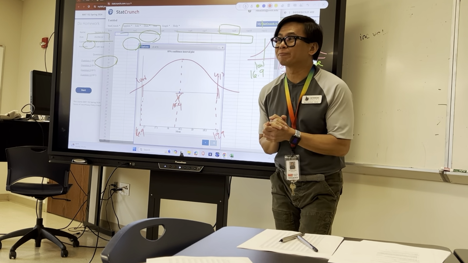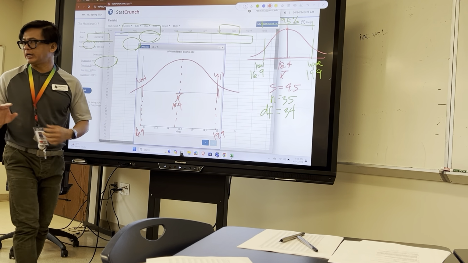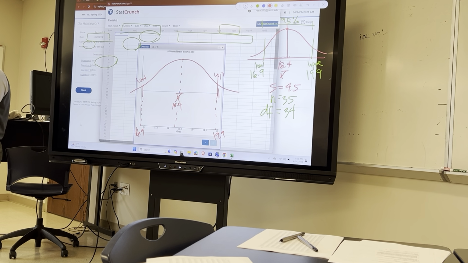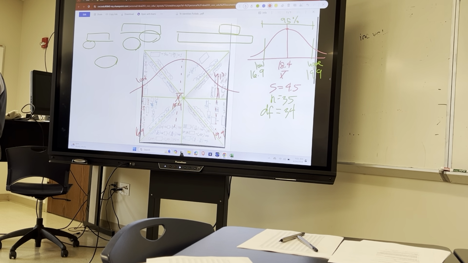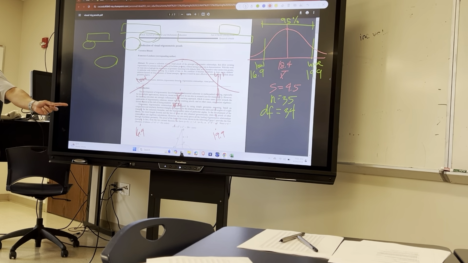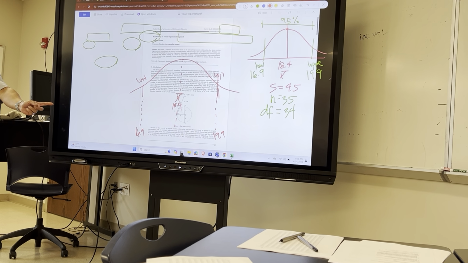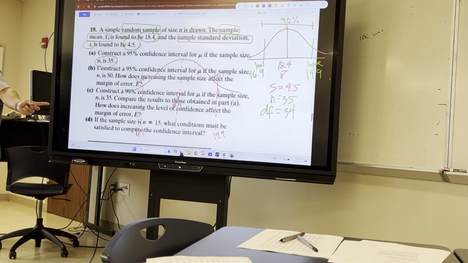Now, Mr. Deal, how do we do this one without StatCrunch? Okay, so without StatCrunch, we're going to use that formula. T of what? So in this case, this is what I'm going to do. I'm going to go back to the problem and analyze this one without StatCrunch, and we're going to use this T distribution as well. And let's see what we do from there.